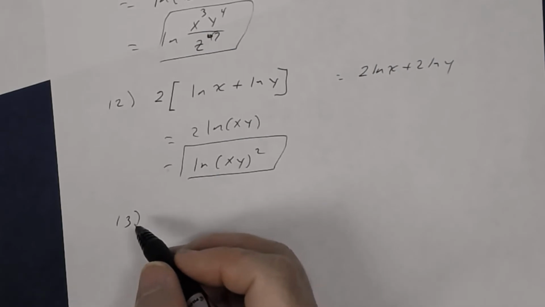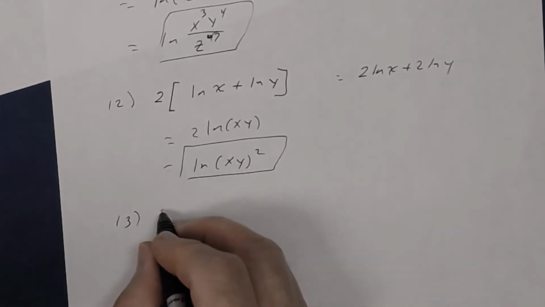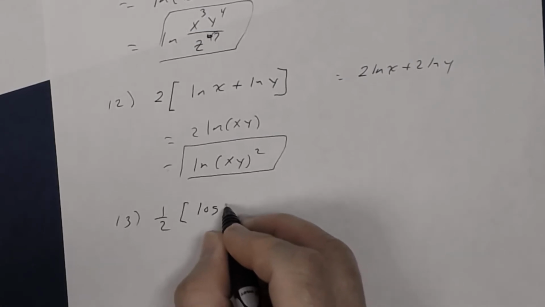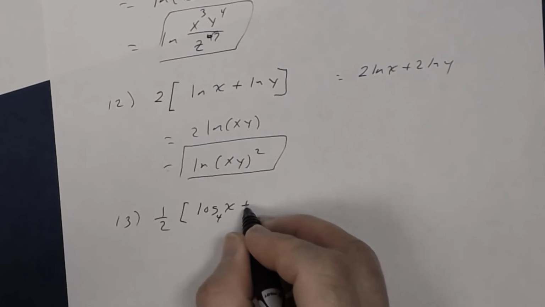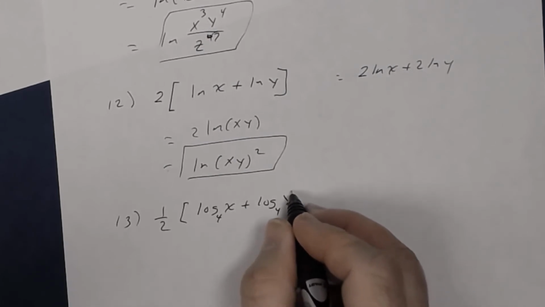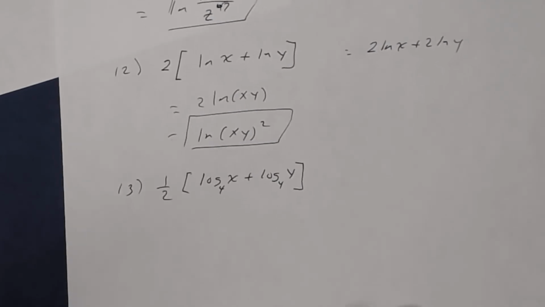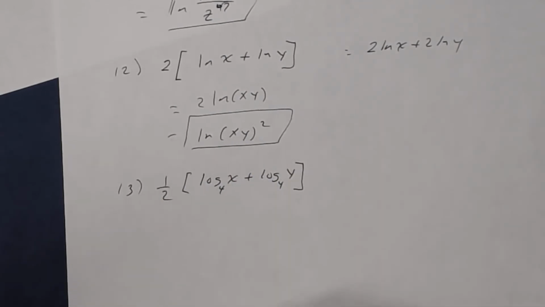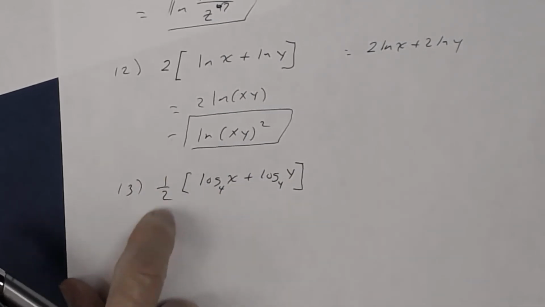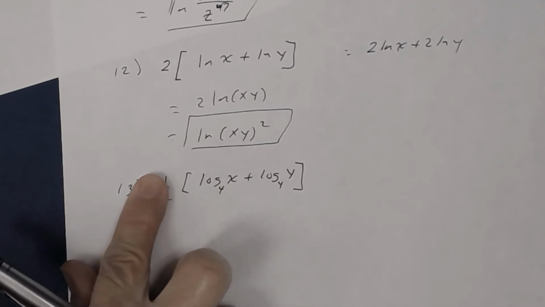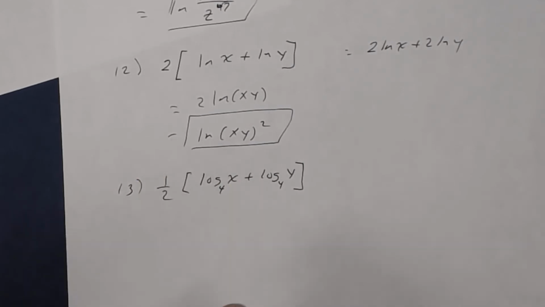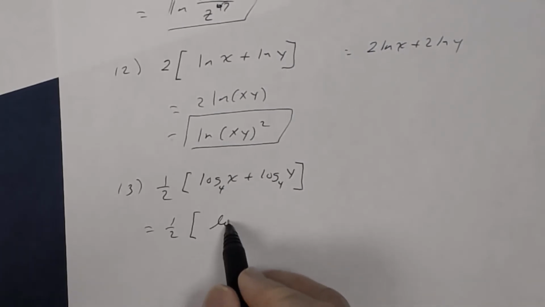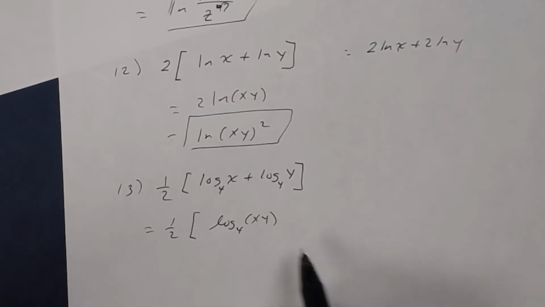All right, number 13. In 13, let's suppose we had 1/2 times, in brackets, the log of x base 4 plus the log of y base 4. Just like that, I wouldn't distribute first, because if you do, you're back into that situation. So I would cover this coefficient up, and then notice that I can use the product rule here, and so that becomes 1/2 times the log base 4 of xy, right?